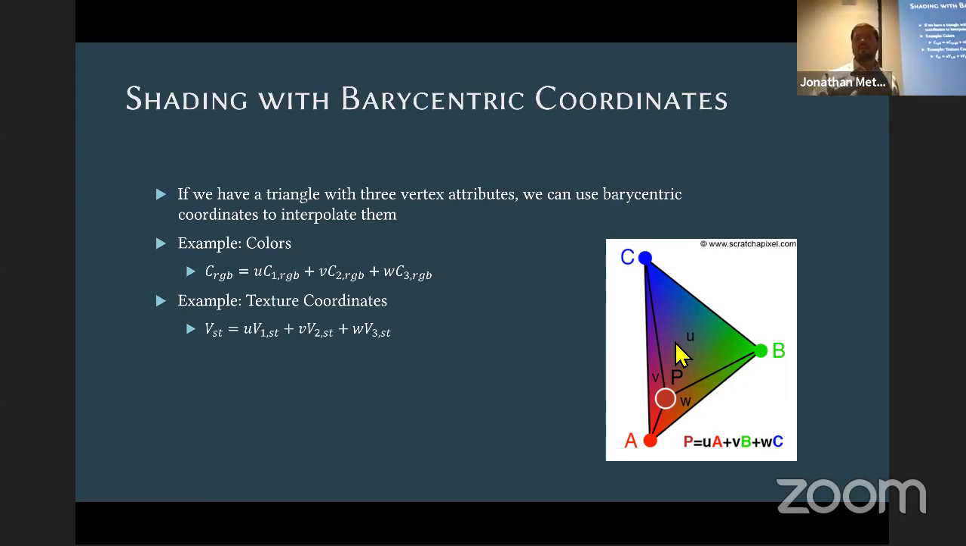Texture coordinates. Let's say we want to put a brick texture on here. Well, we need S and T coordinates to look up in a texture map. So we have 3 texture map coordinates at each of the vertices. If we want to find out the actual texture coordinate to use, then we take our u, v, w barycentric coordinates and blend the 3 texture coordinates. That will allow us to figure out what texture coordinate we need to look up in order to render a texture map on this triangle.